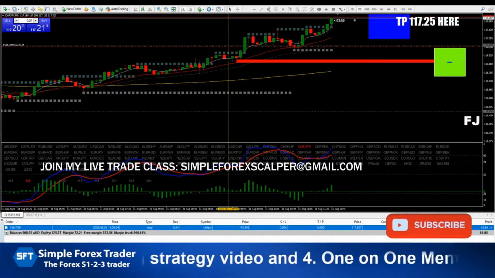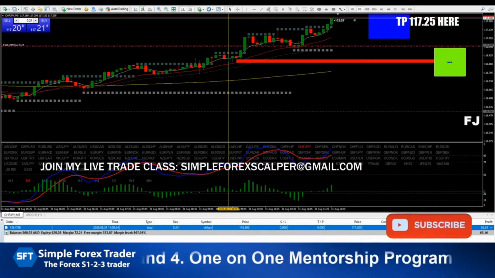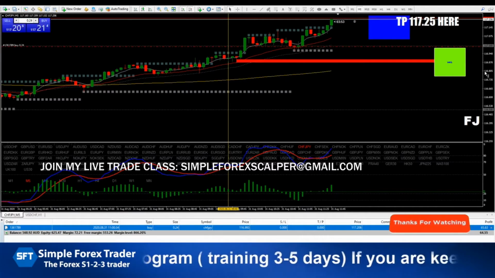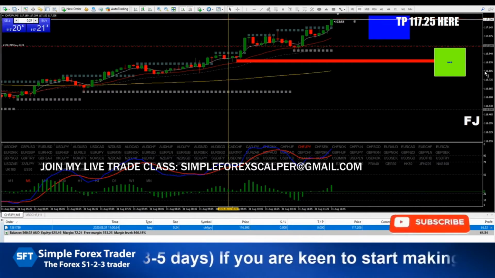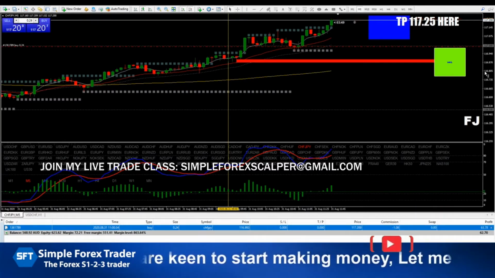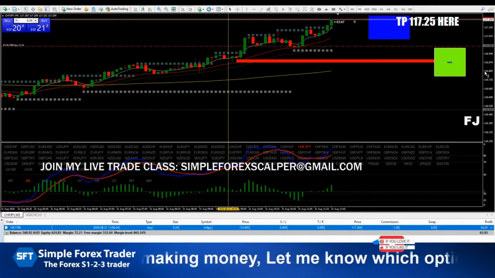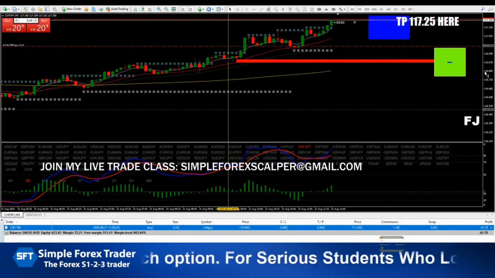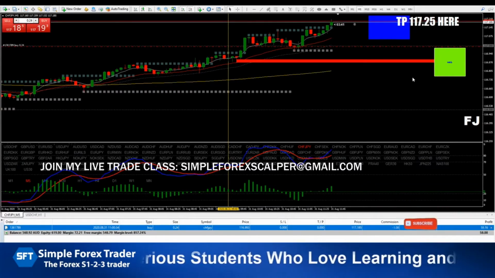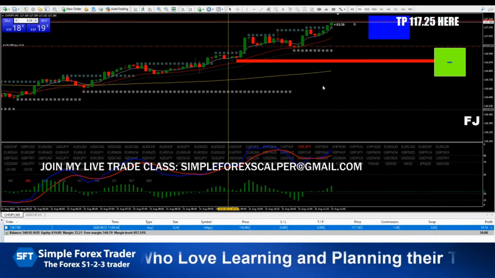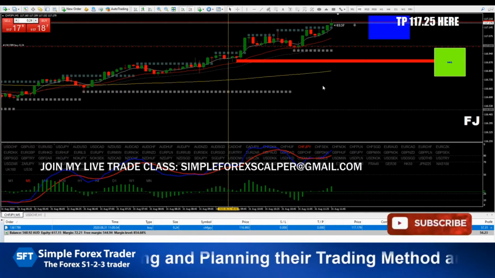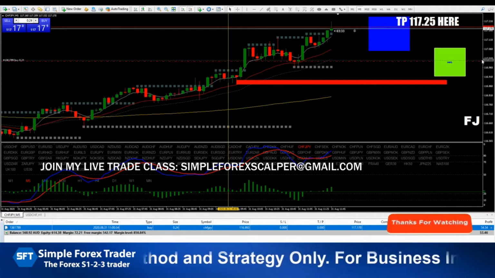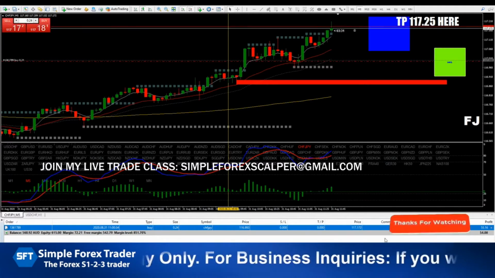It looks like we are going to hit our take profit target right now. We're aiming for 1.1723. Right now it's about 1.1721, so we aim to get about 23. When we get that, we're going to close it manually. It looks like it's just sitting around 20, and it's retracing a bit now. So we can also close this trade manually as well.